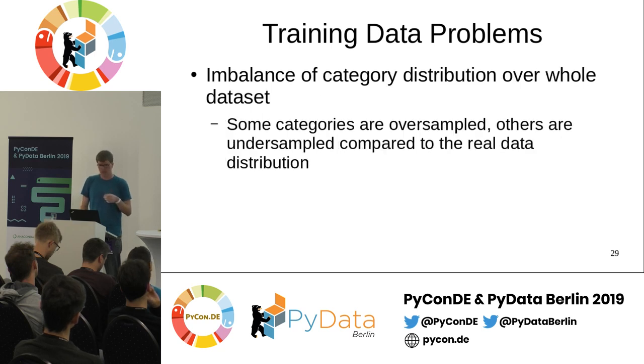Okay, so there's also an imbalance of category distribution over the whole data set. There are some categories where we have a lot of training data and some are oversampled compared to the real data, and there are other categories that are undersampled.